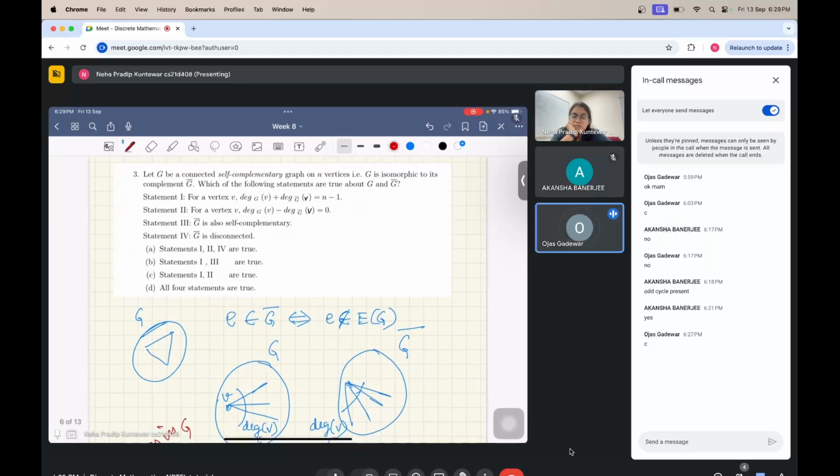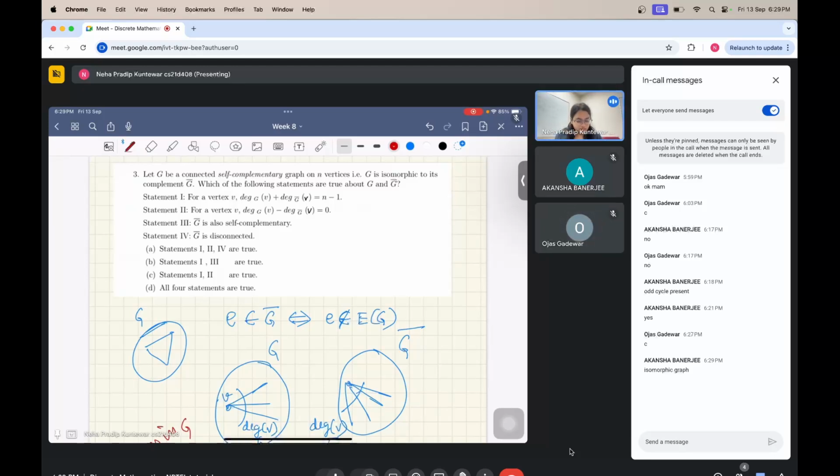Ma'am, it is said that it is an isomorphic graph, meaning both are isomorphic, so their degrees must be equal. Whichever vertices they have, their degrees must be equal. So when we do subtraction, it will become zero.